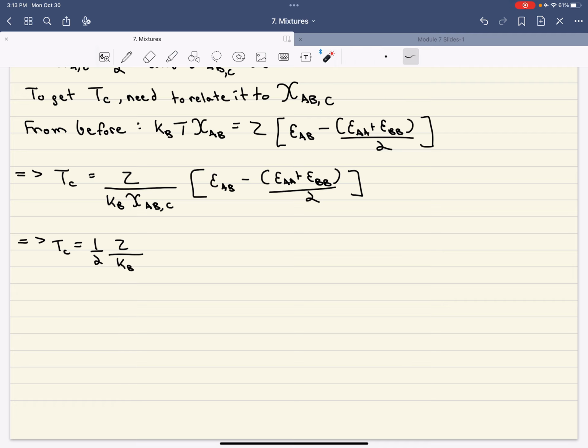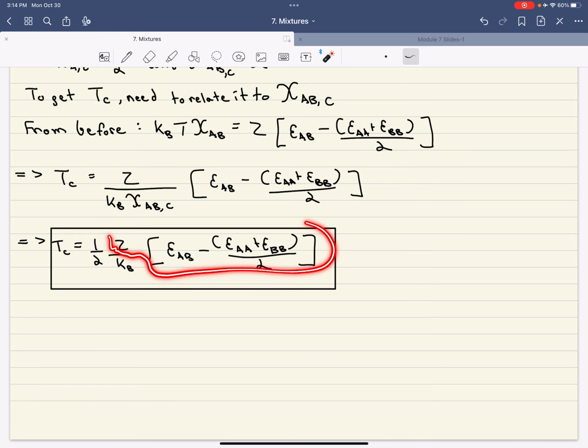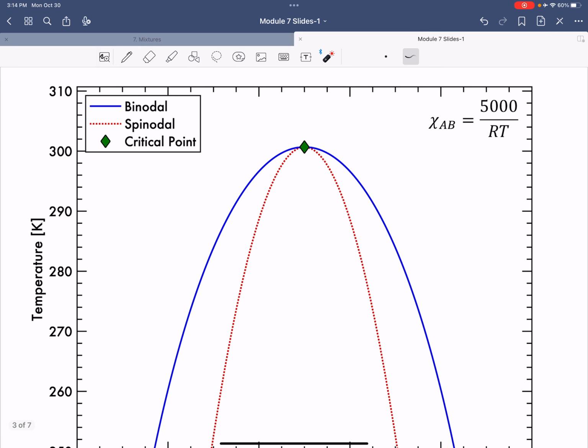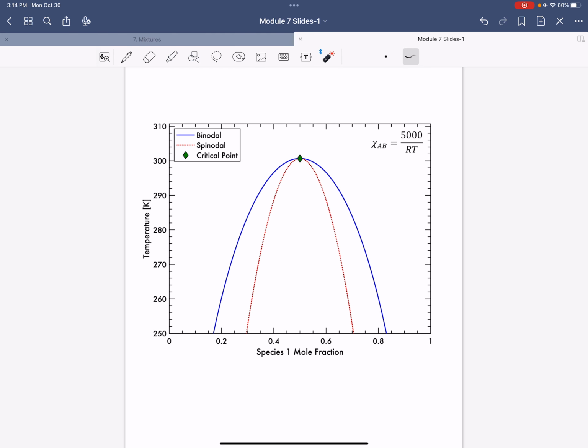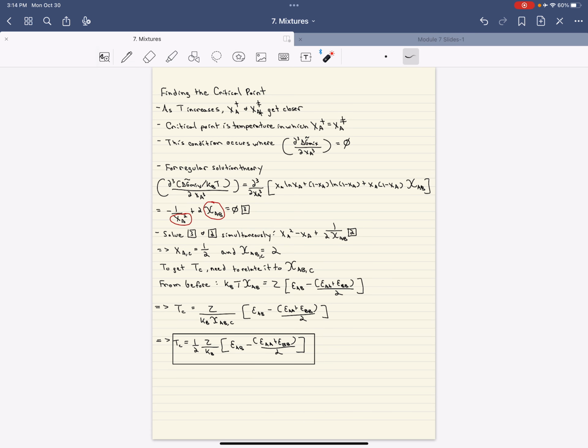If we go back and review the phase diagram, in this case for our chi AB, we said it followed this sort of temperature relationship, and this 5,000 represents this stuff. For that definition of chi AB, we could go through our critical point analysis and calculate the temperature, and it corresponds to about 300 Kelvin in this case. So by using that delta G mixing equation, we're able to calculate the binodal, the spinodal, and our critical point composition and temperature.